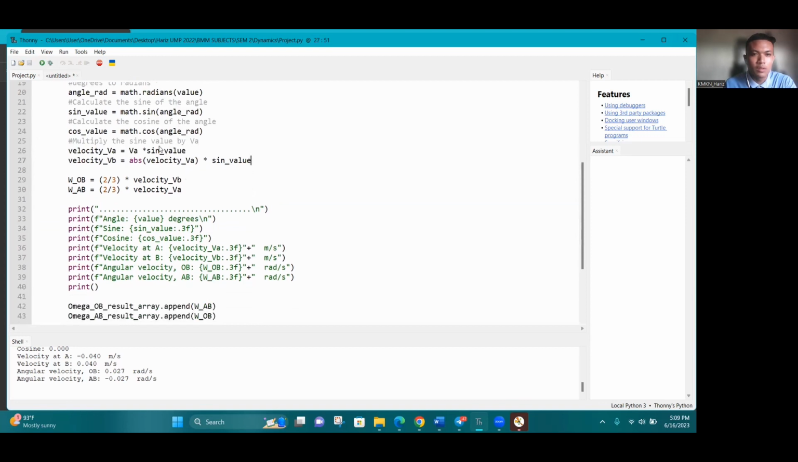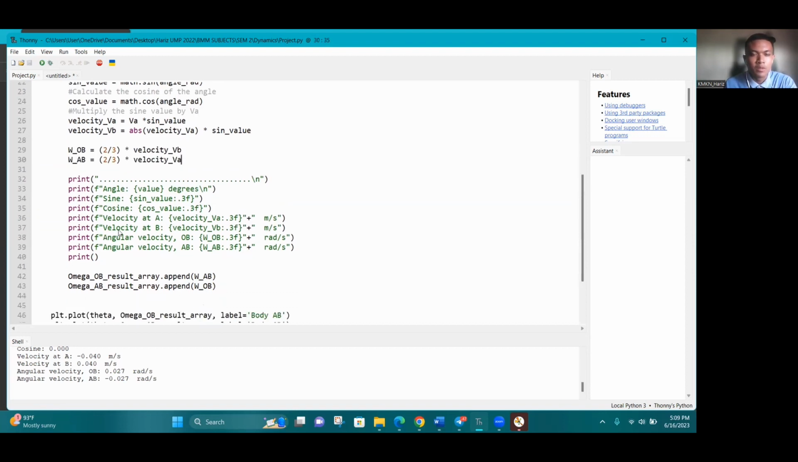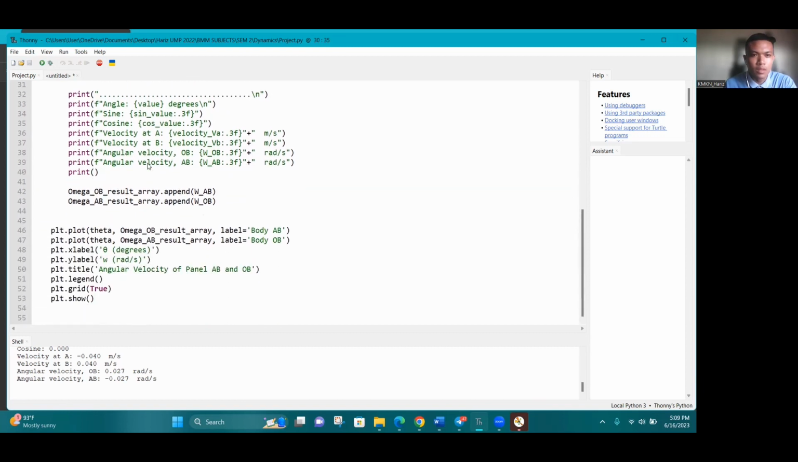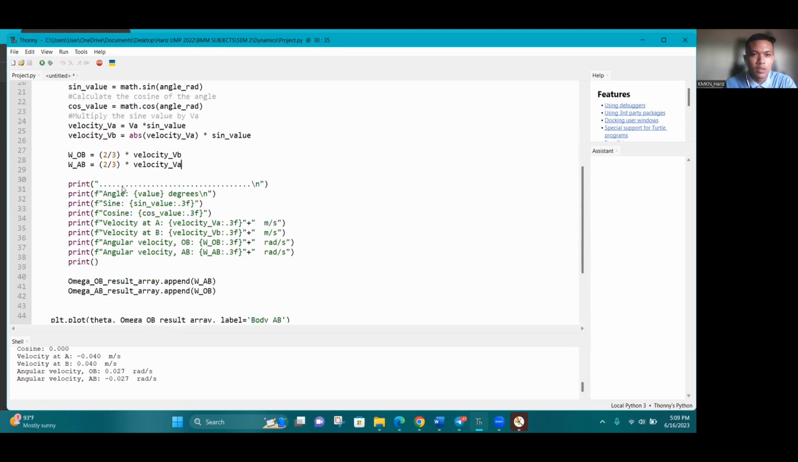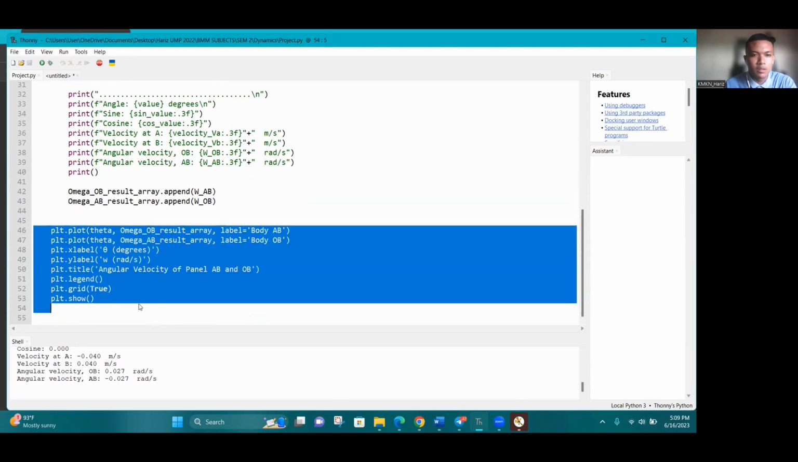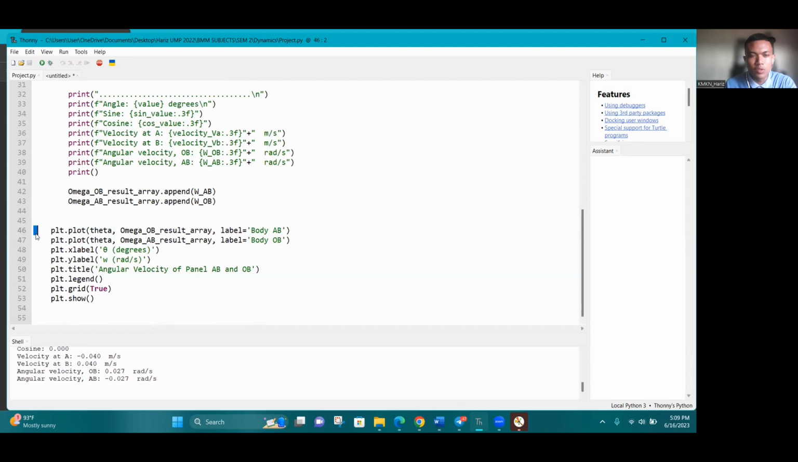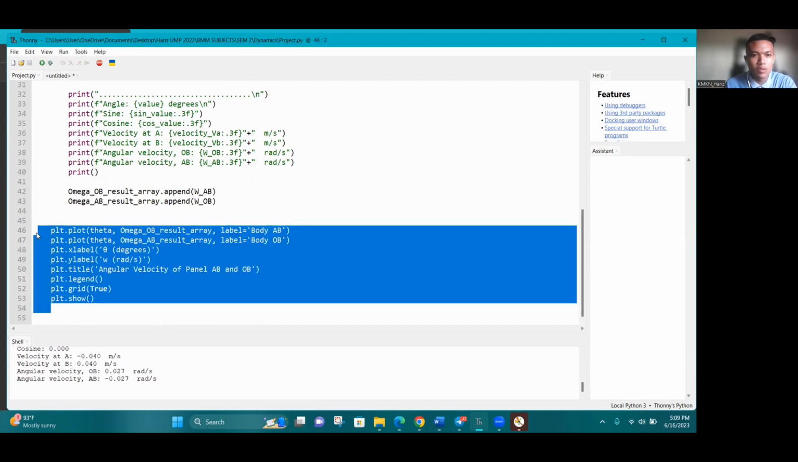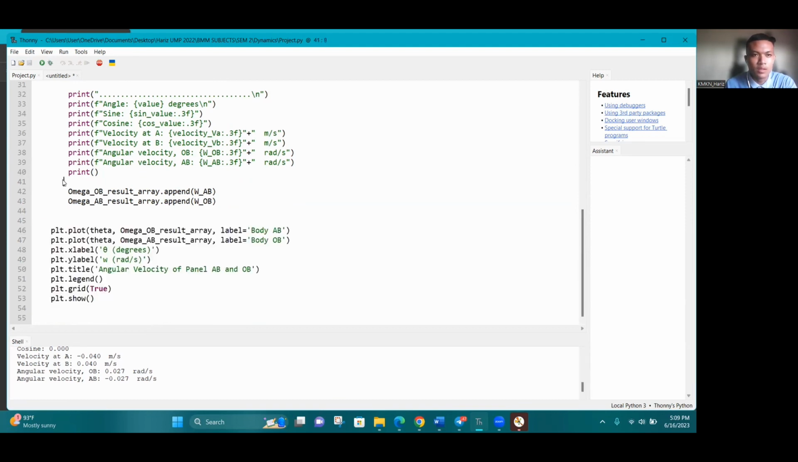After we convert it, we use the equation V equals R omega to find the angular velocity omega of bodies OB and AB. After all of the data has been collected, this program will display the graph that will show after this. So this is the coding for plotting the graph. So let's run this coding.